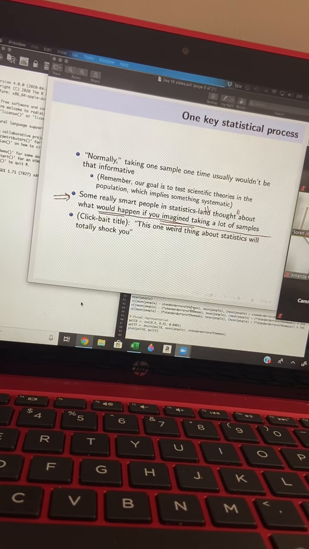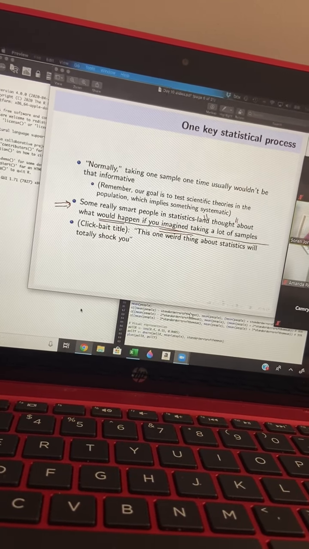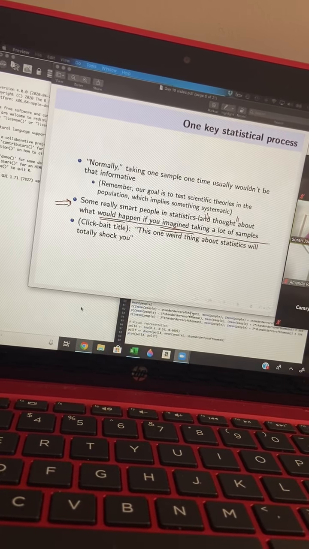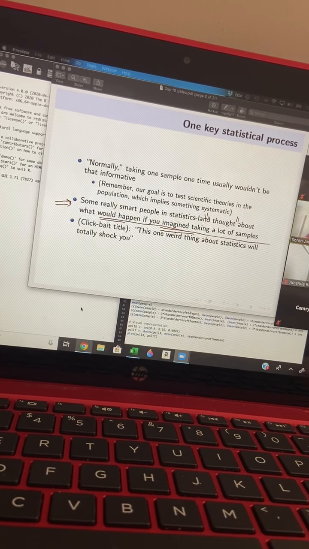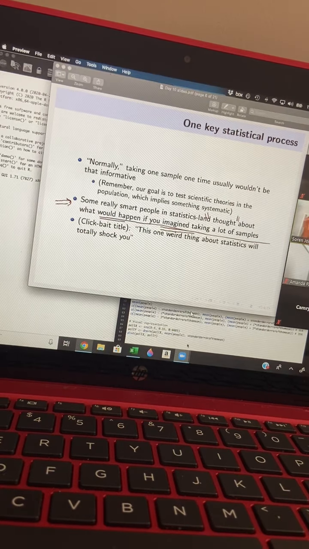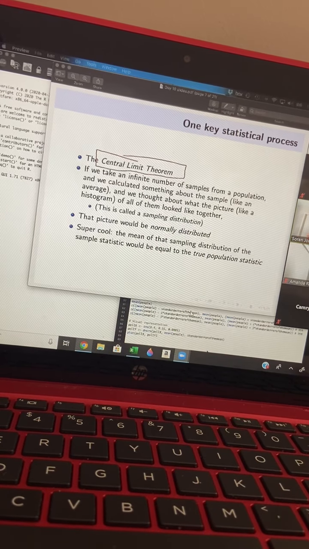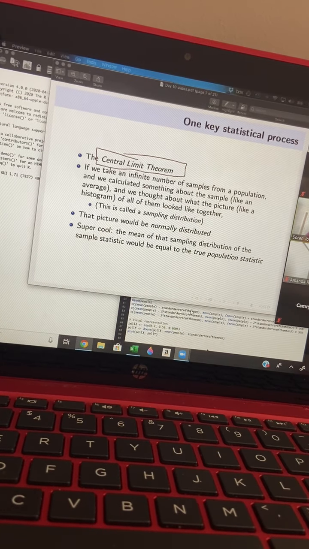But what that really means is, instead of just taking one sample one time, which is what we do, what if you imagined taking lots of samples over and over and over again? What would the behavior of those samples look like in what you could call repeated sampling? And this is what the central limit theorem says.